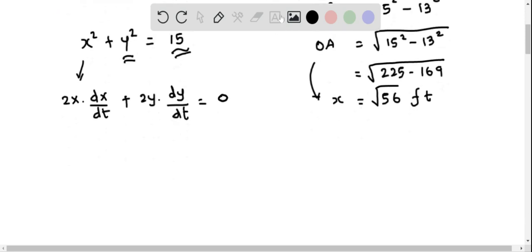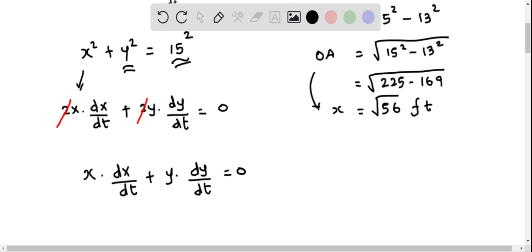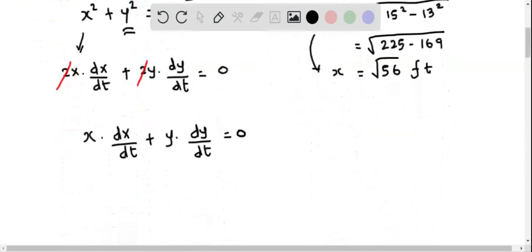We see that we have the common factor 2, which means we can divide both sides by 2, so this 2 gets cancelled, and 0 divided by 2 is also 0. This simplifies to x times dx/dt plus y times dy/dt equals 0. Now let's substitute the values which we have found as well as given in this question.